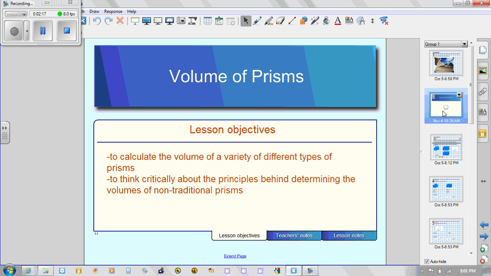Today's lesson is on the volume of prisms, and I'm going to ask that you calculate the volume of a variety of different types of prisms. The word prism should be familiar to you from past math courses, and you're going to see a number of them today. I'm also going to ask that you think critically about what's going on behind determining the volumes of non-traditional prisms. So we'll look at both traditional and non-traditional prisms.